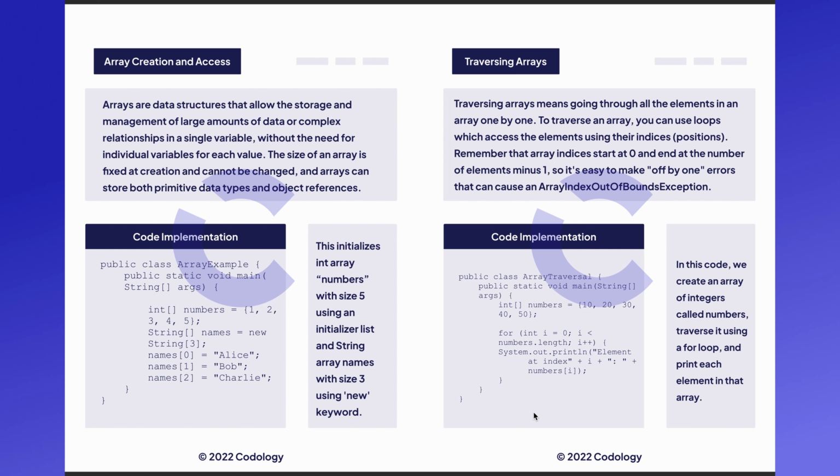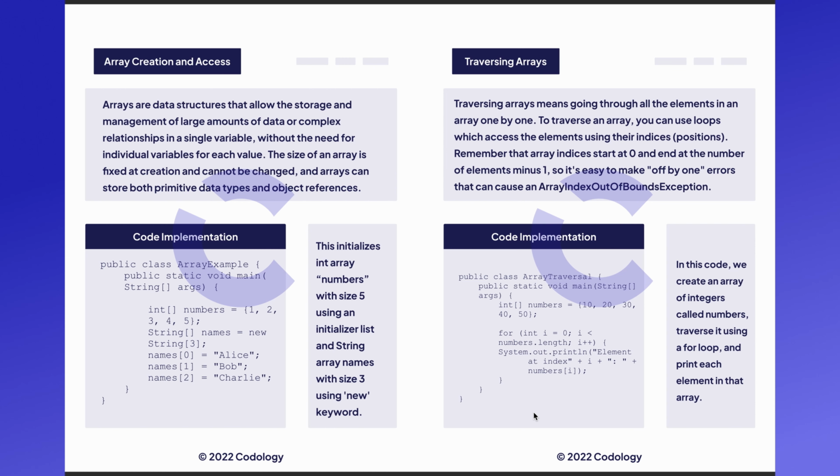So let's look at traversing arrays. Traversing arrays means going through all the elements in an array one by one. To make this a little bit easier, instead of going and accessing each one and hard coding it, we use loops. Remember, again, as I said before, array indices start at 0. So be very careful when you use for loops and while loops that you don't have an array index out of bounds exception.